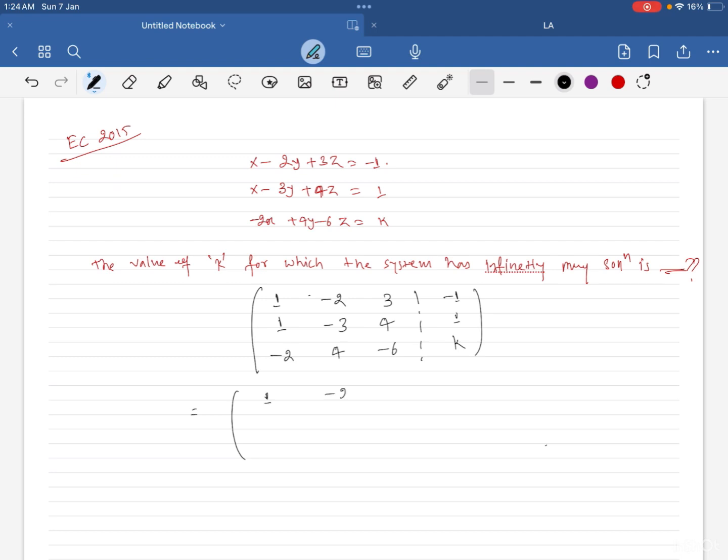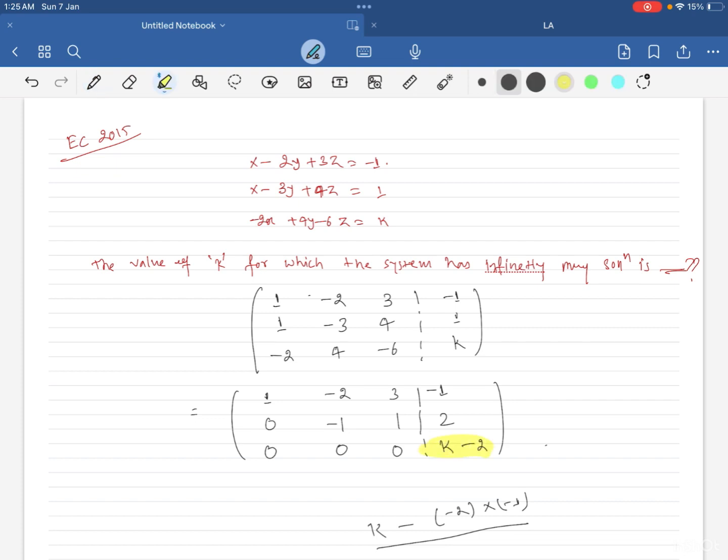So here we'll have 1 minus 2 3, here we'll have 0 and minus 3 plus 2, right? So minus 1 and 4 minus 3 is 1 and here we will have 1 and 1 minus of minus 1, that is 2. Here we will have 0 and here 4 minus 2 0, 6, here we'll have 0, here k and k minus 2 into minus 1, so here we will have k minus 2. So if this system has infinitely many solutions, then this right hand side should also be 0, right? So k minus 2 should be 0 because left hand side is 0, so k should be equal to 2.